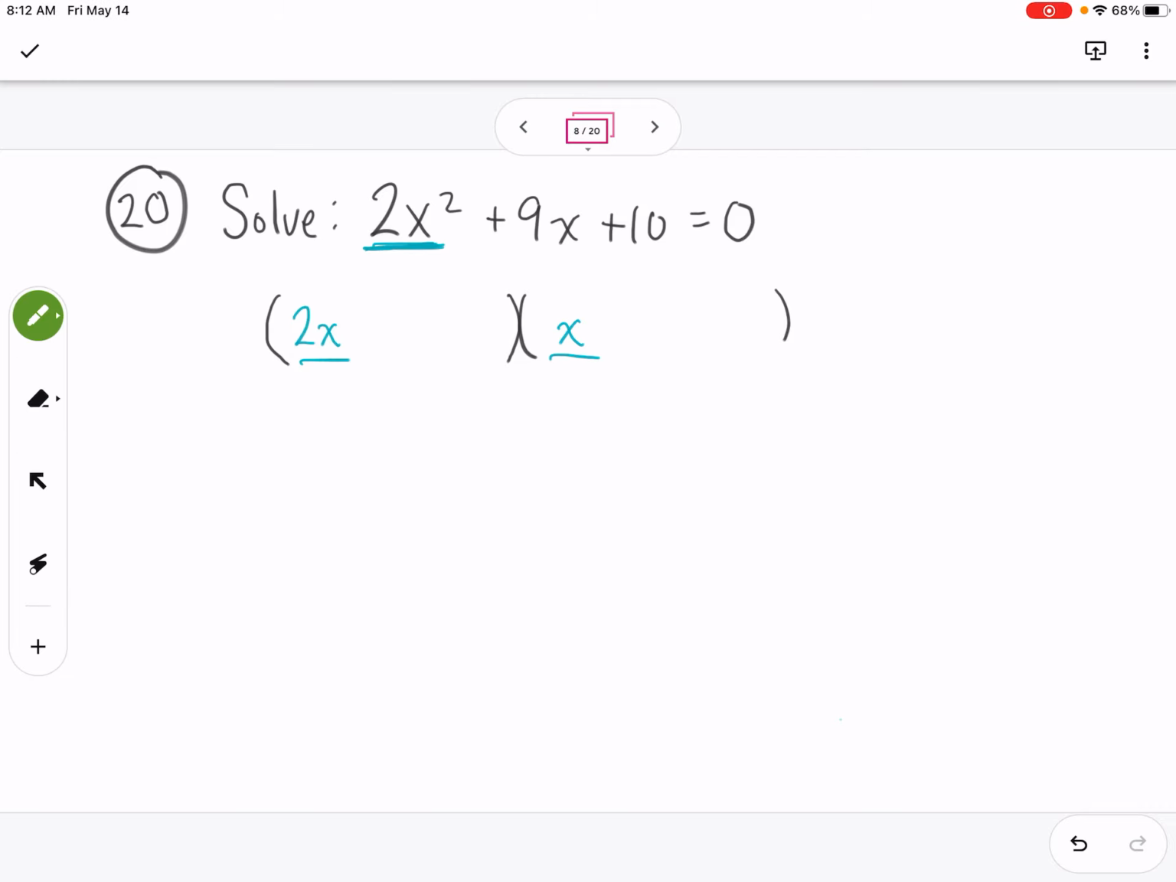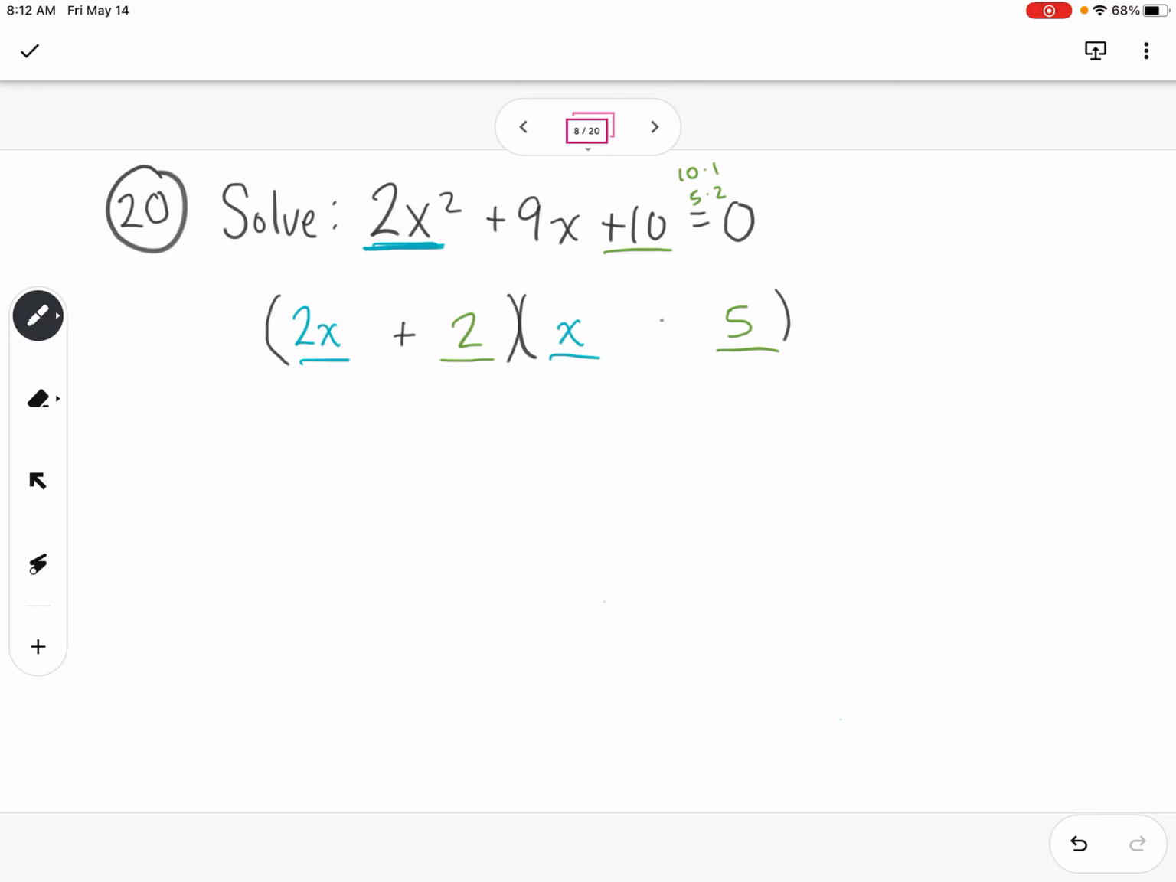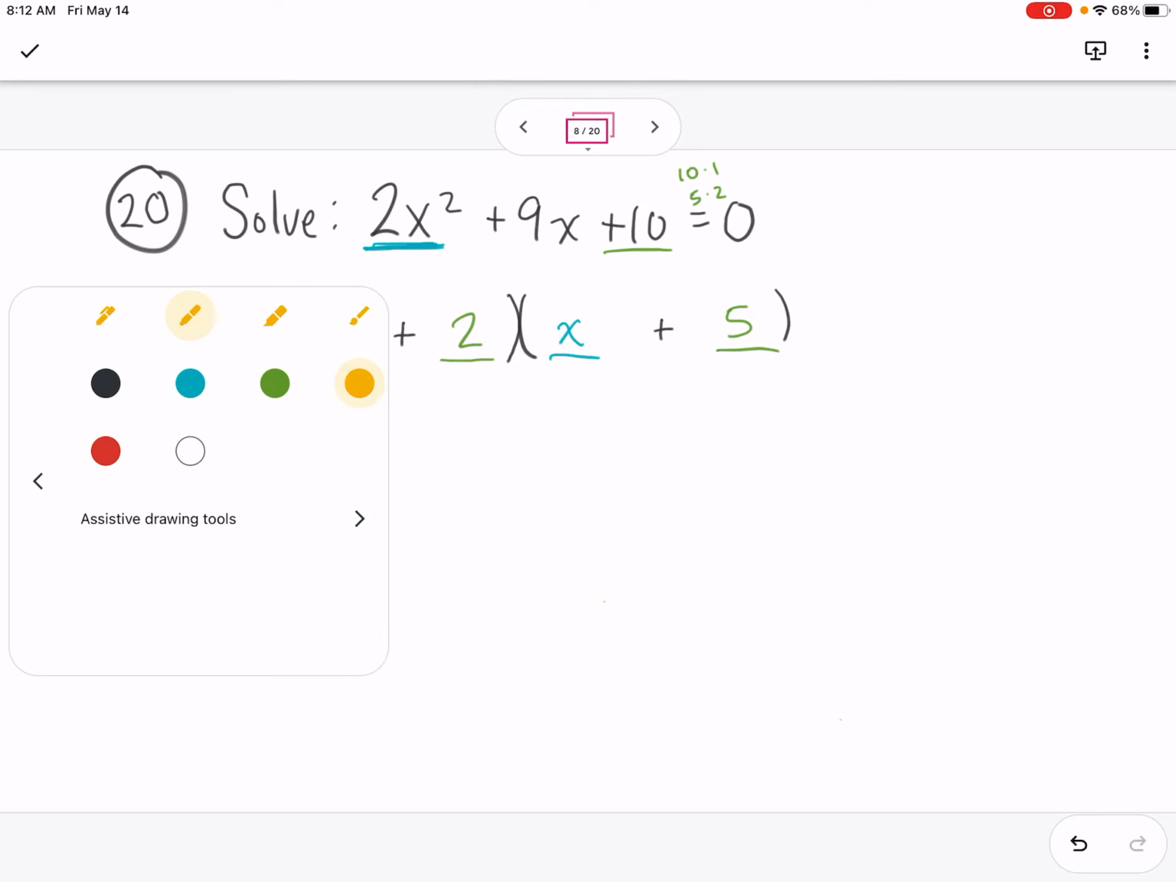The next thing we need to remember is that these two numbers are going to multiply to this. So what are some numbers that multiply to 10? 10 times 1 is 10. 5 times 2 is 10. So those are my options. So let's say I start and I put a 2 here and a 5 here. Now, I am choosing to put those numbers there, and we're going to see if they work out.